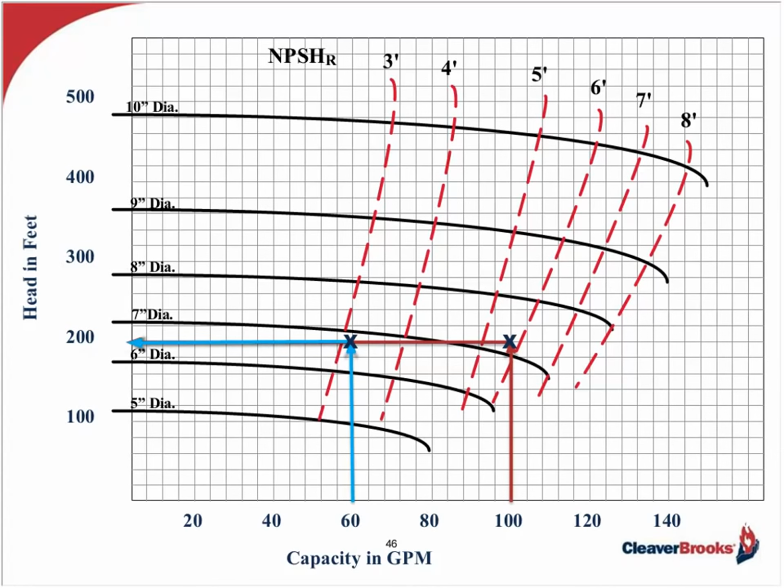Look what happened to my NPSH requirement on the pump. At 60 GPM, I was at about 3 feet, but at the greater flow rate of 100 GPM, I doubled to 6 feet. Think this doesn't happen? Believe me, it does.